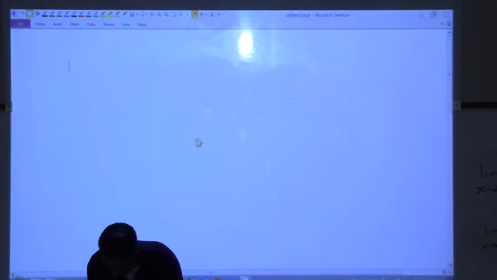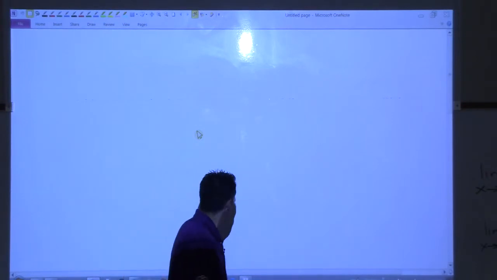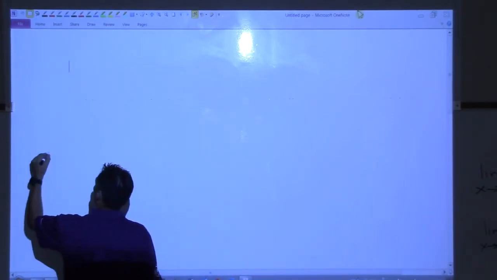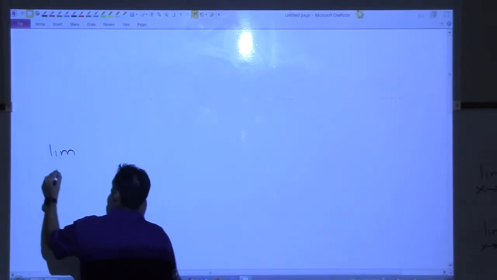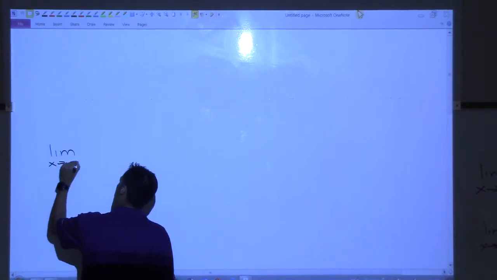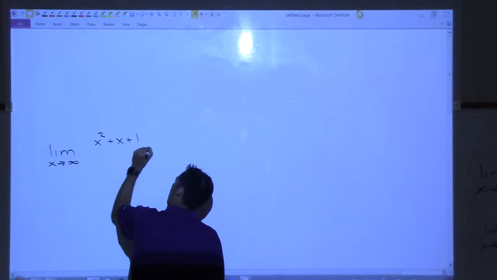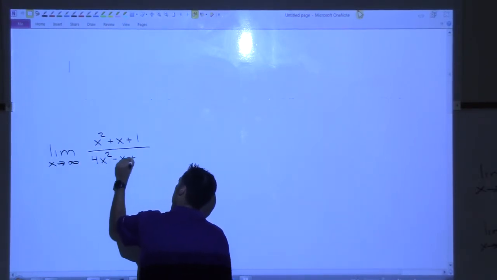Give me a second here. So let's try this. Limit as x goes to infinity of x squared plus x plus 1 over 4x squared minus x plus 2.